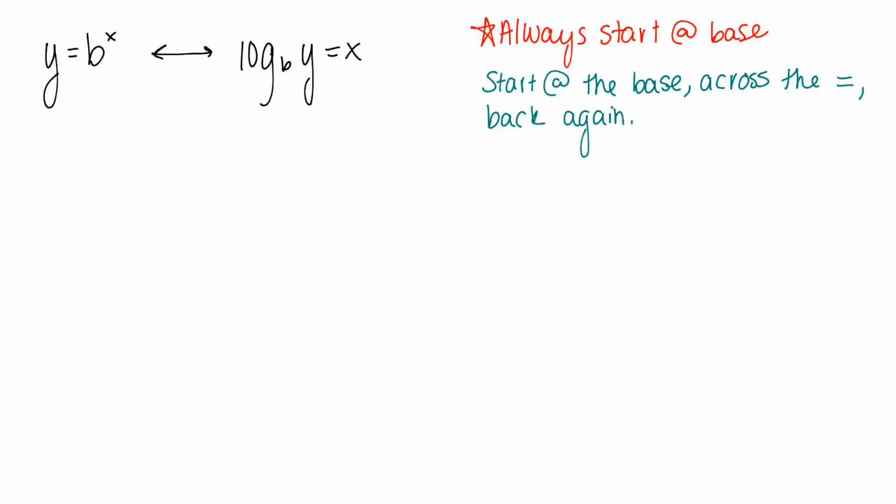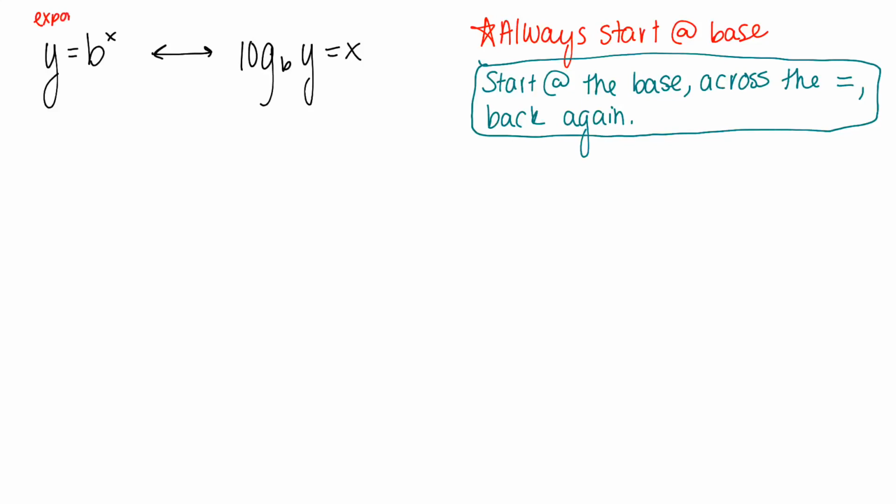Right, this statement right here is everything you need to know about going both directions. So if I'm starting with this exponential form, and I want to write it in logarithmic form, I start at the base. So the base on an exponent is the number that has the exponent on it, and the base on a logarithm is the little subscript down here. So if I'm starting with y equals b to the x and I'm switching it into logarithmic form, I would tell myself, okay, I'm going to write log and then base b.